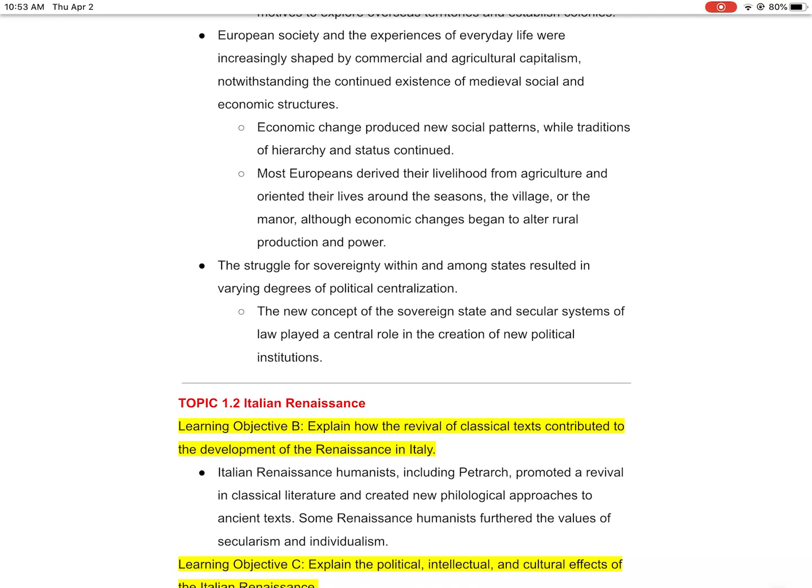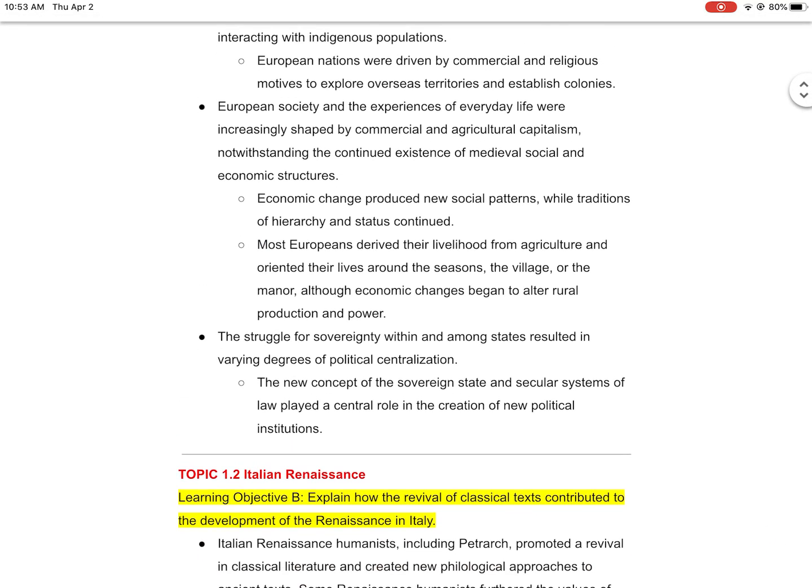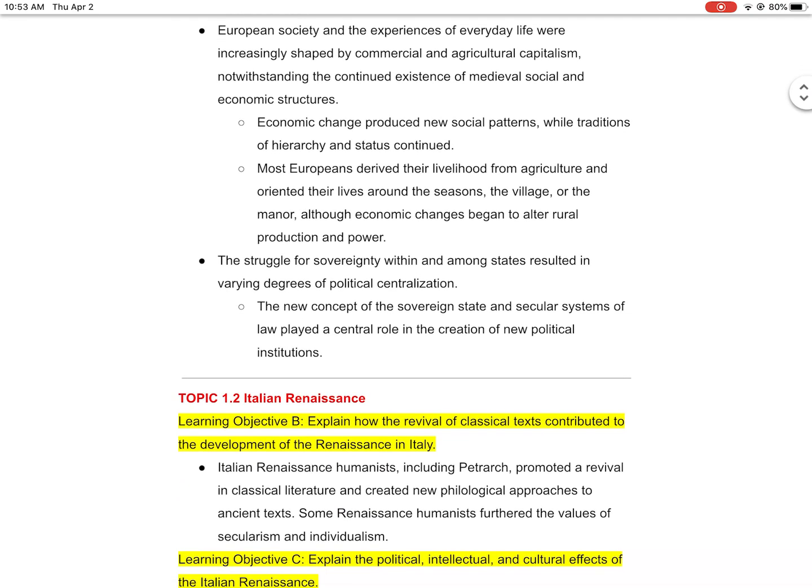We're going to go ahead and keep reading here from this study guide. European society and the experiences of everyday life were increasingly shaped by commercial and agricultural capitalism, notwithstanding the continued existence of medieval social and economic structures.